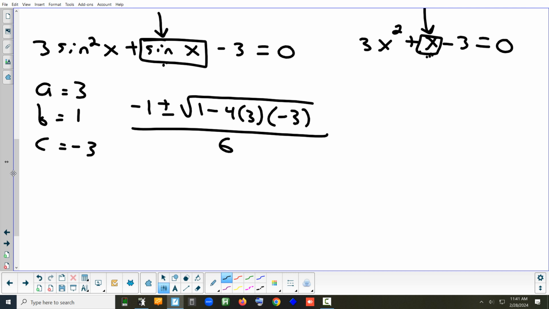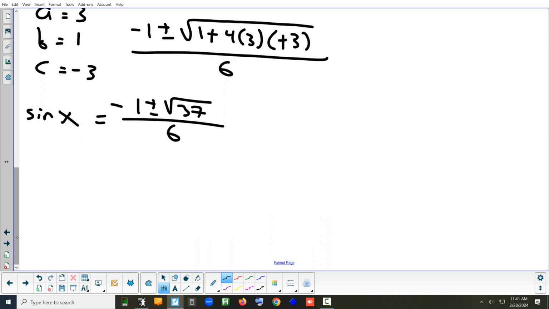Okay, so just make sure I did that right. Negative b plus or minus the square root of b squared minus 4ac all over 2a. Perfect. Okay, so -1 plus or minus, those are going to cancel. What's 4 times 3 times 3? 36. Plus 1? 37. Okay. Now, if you were doing quadratic in Algebra 1, you just say x equals, and those are your two answers. This is not x equals. This is sine x equals.